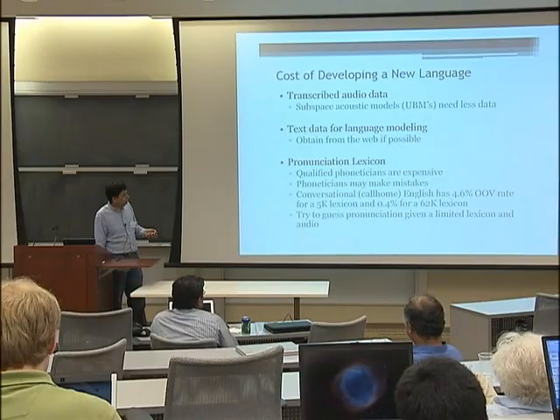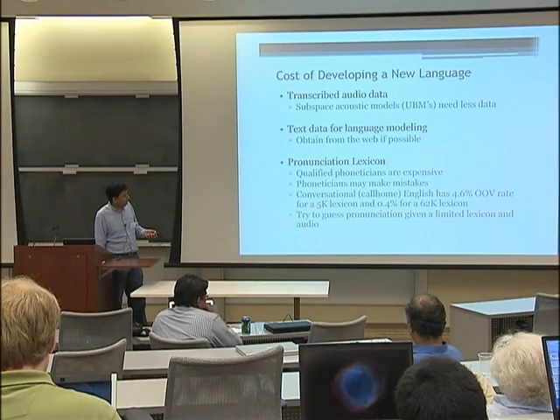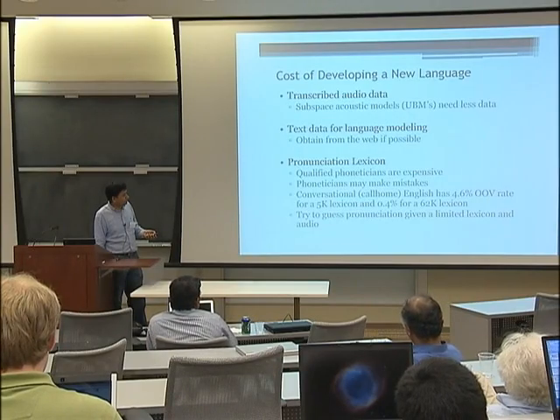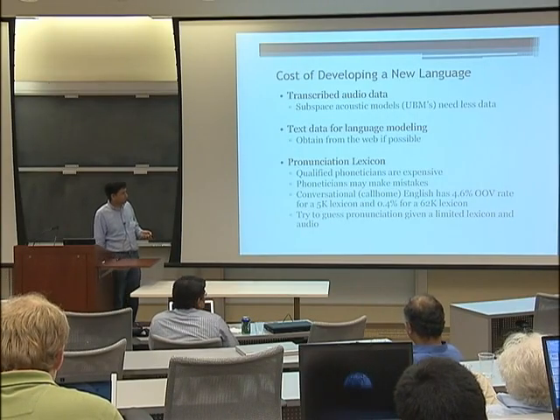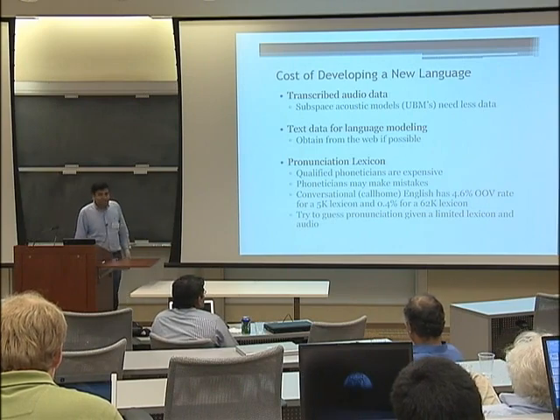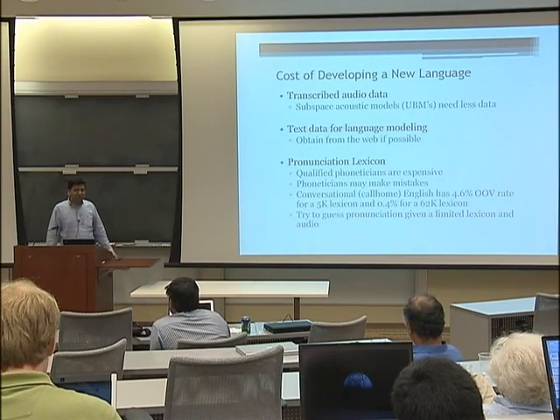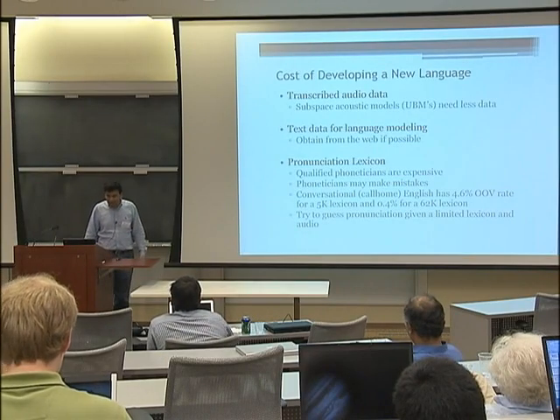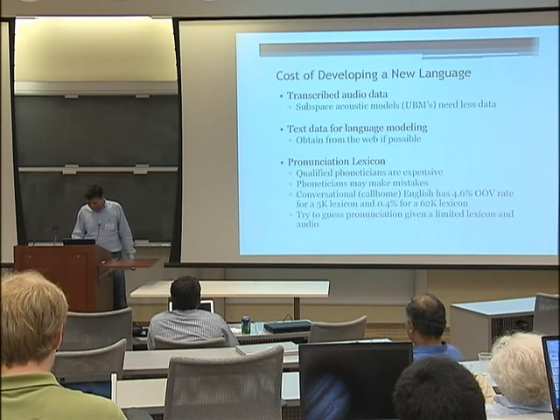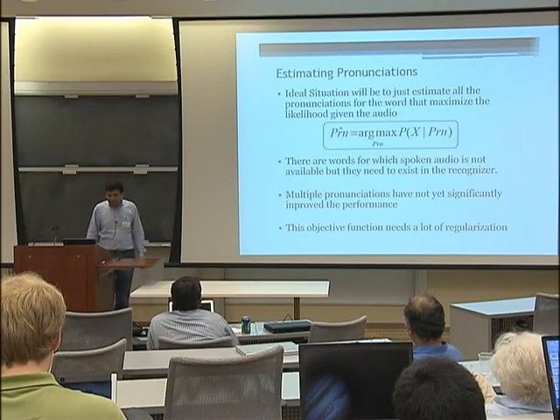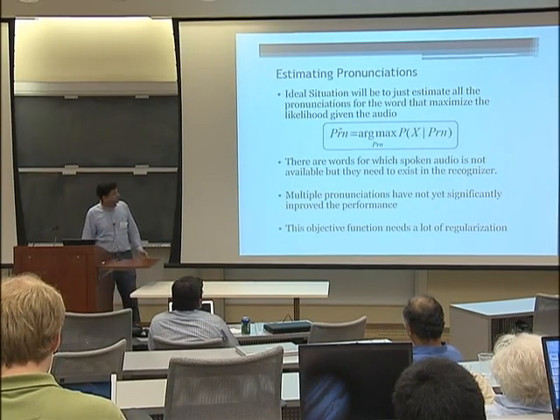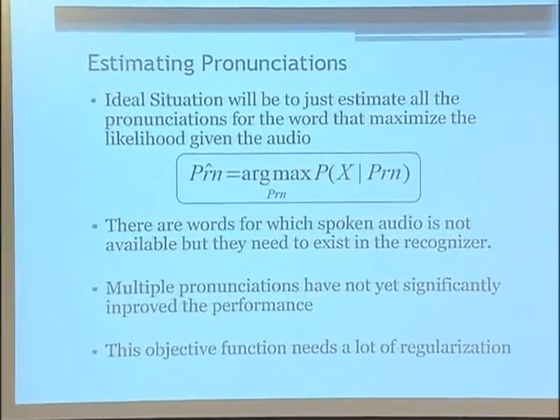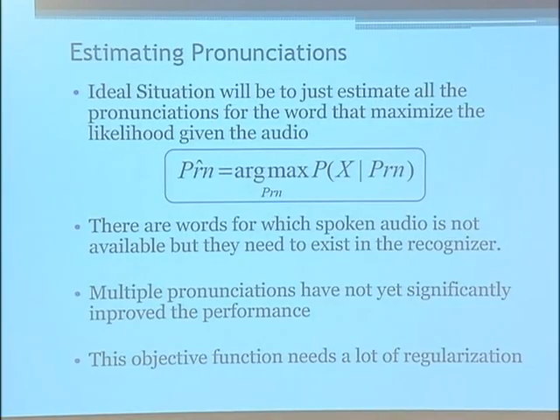For example, for CallHome English, the OOV rate is right about 5% for a 5K lexicon, and it reduces to 0.4% as we go to a 62K lexicon. So the approach we take here is that we would try to guess the pronunciation from the limited lexicon and the audio that we have. So in principle, ideally, we would just like to maximize this likelihood function, which is the probability of the audio features given the pronunciation.